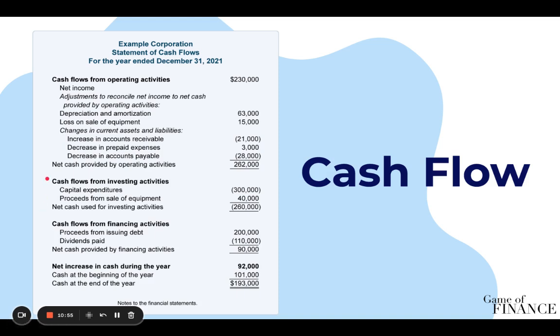Next, we have our cash flows from investing activities. This section shows the cash generated from the purchase or sale of long-term assets, such as real estate or equipment. This provides information about how much cash the company has invested in its business and how much it has received from the sale of assets. The cash flow from financing activities shows the cash generated from financing activities such as issuing bonds or taking out loans. This section provides information about how much cash the company has raised from investors or lenders and how much it has used to repay debts.